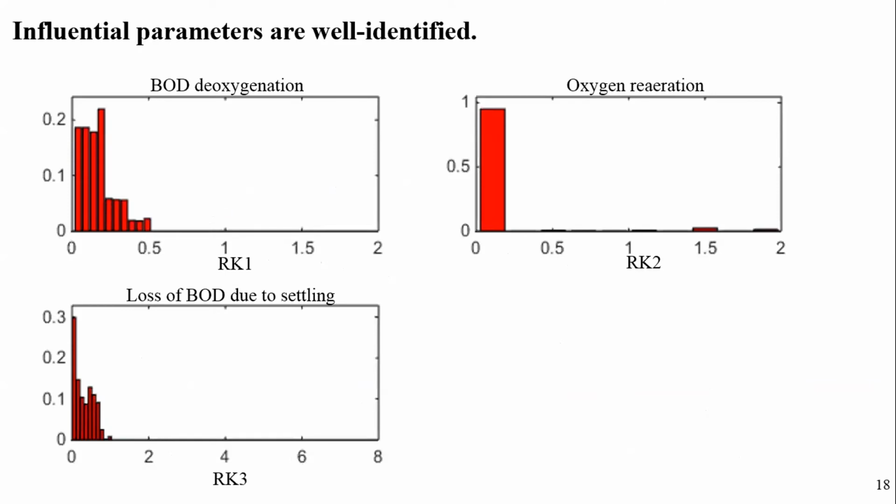So these figures show the optimum parameter range for the influential parameters identified by the DREAM algorithm. We see that the influential parameters are well identified.